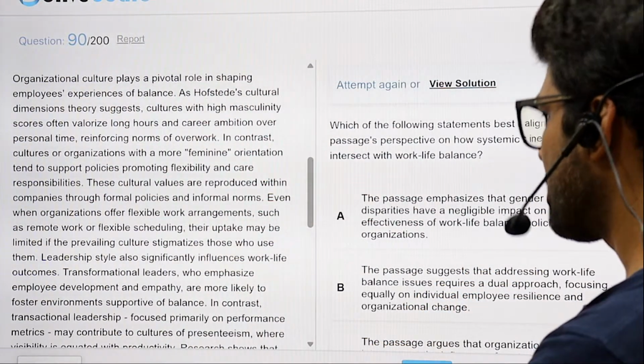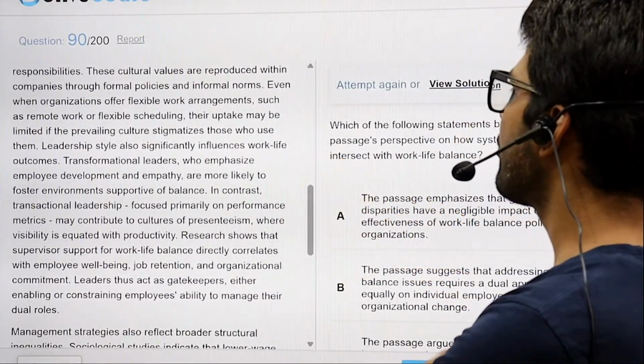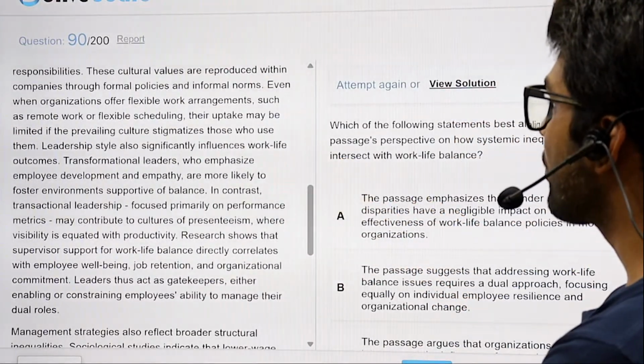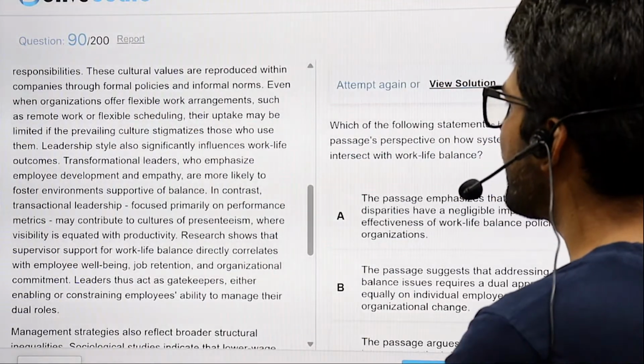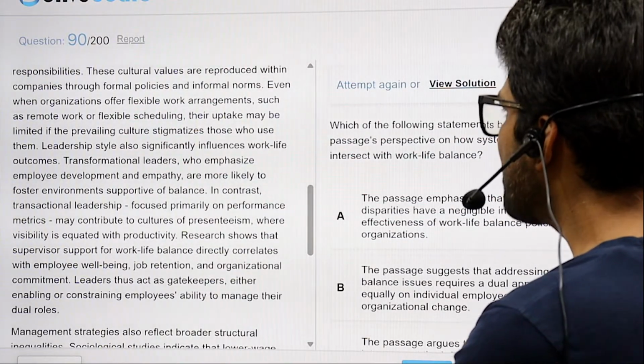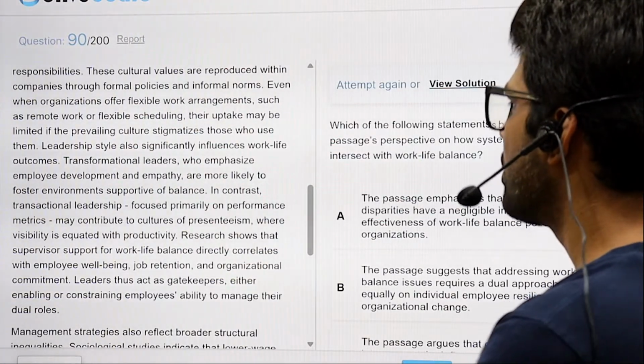and care responsibilities. These cultural values are reproduced within companies through formal policies and informal norms, even when organizations offer flexible work arrangements like remote work or flexible scheduling. Their uptake may be limited if the prevailing culture stigmatizes those who use them.